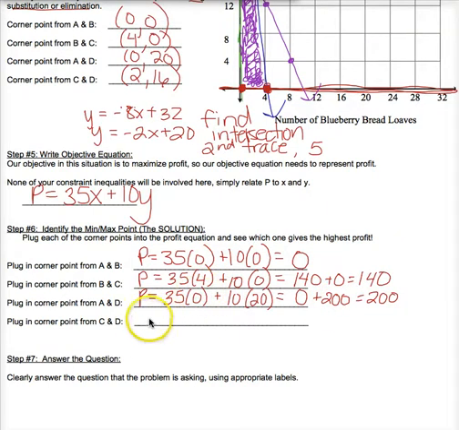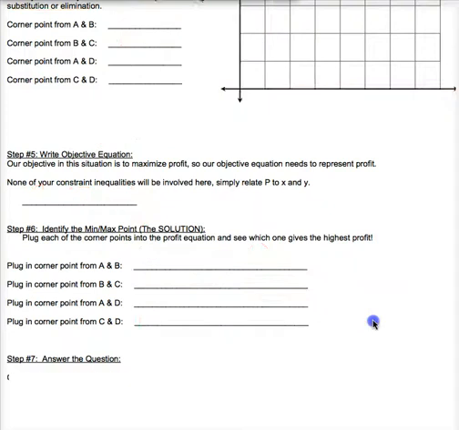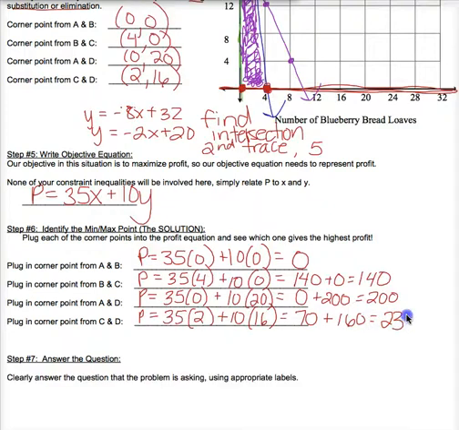Last one, 2, 16. So X is 2 and Y is 16. 35 times 2 is 70. 10 times 16 is 160. If I add those together, I get 230. 230 is the biggest number. So this represents our optimization. Our maximum profit is $230.